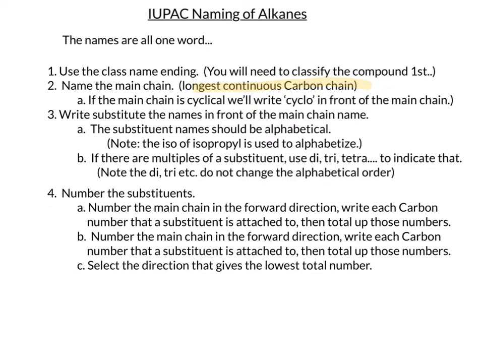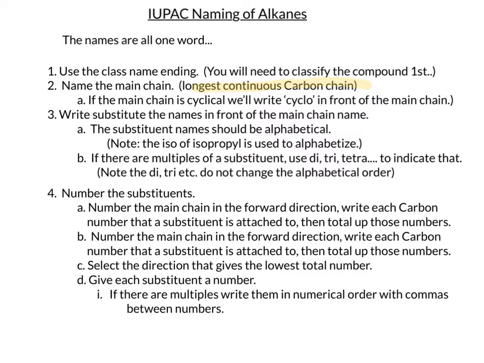Now that we've determined which direction we're going to number the alkane in, we're going to find which position each substituent is on and write a number for every single substituent. Each substituent needs to have a number. If there are 2 or 3 of the same things, we'll put a comma between the numbers. Otherwise, between the number and the letter, there must be a dash. Those are the rules for naming alkanes.